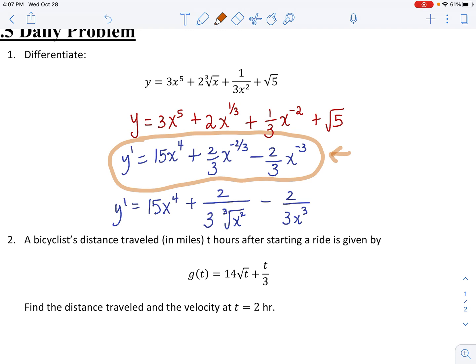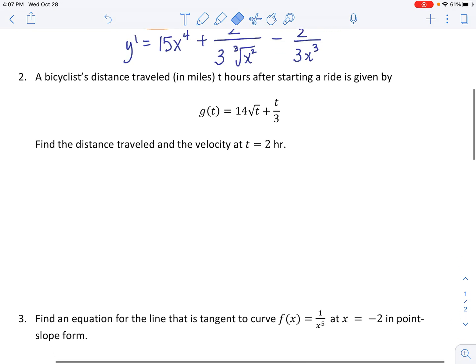So that's it for number 1. The key is to rewrite some of these things so that you can apply the power rule, and that involves rewriting square roots or cube roots, any of these radical expressions. If you have things like the 4th root of x, you don't want to leave it like that. You want to write it as x to the 1/4 power so that you can apply the power rule.